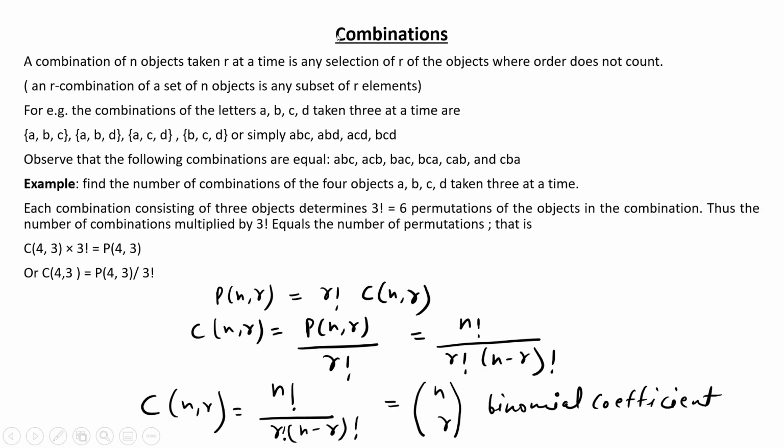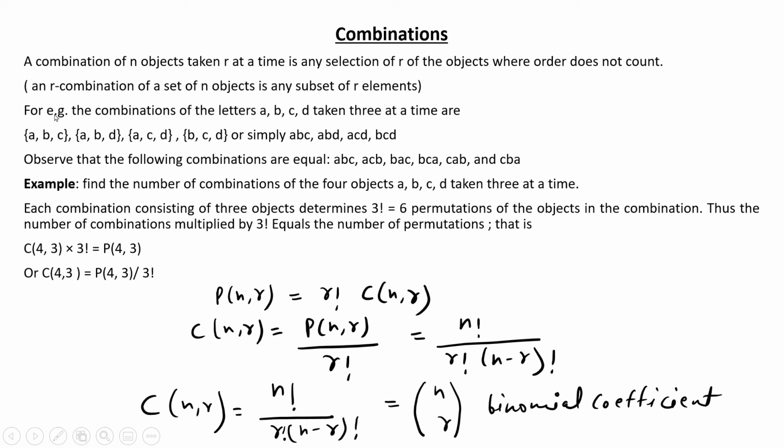We also have combinations. So a combination of n objects taken r at a time is any selection of r of the objects where order does not count. In Hindi we call it Sanchay. So order does not count here. So an r-combination of a set of n objects is any subset of r elements.